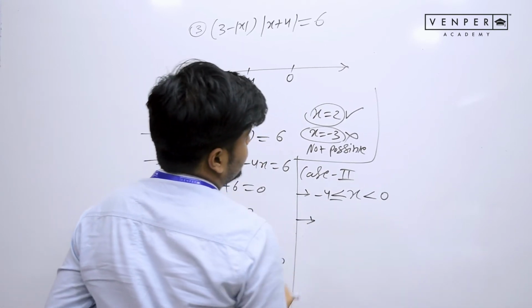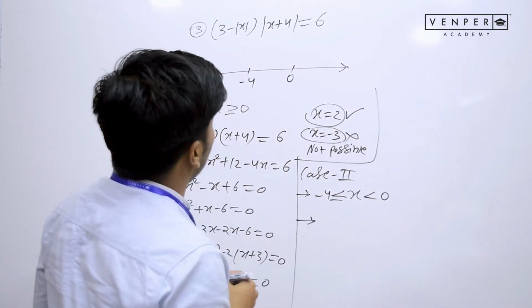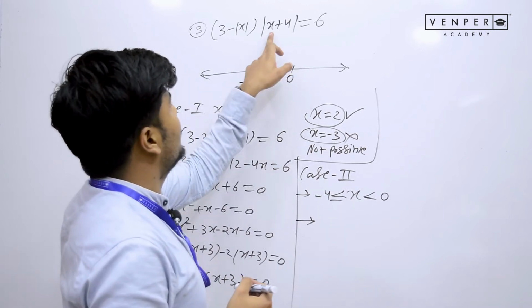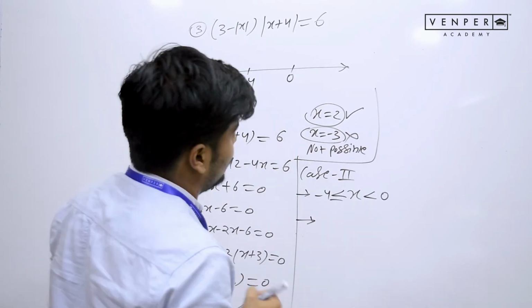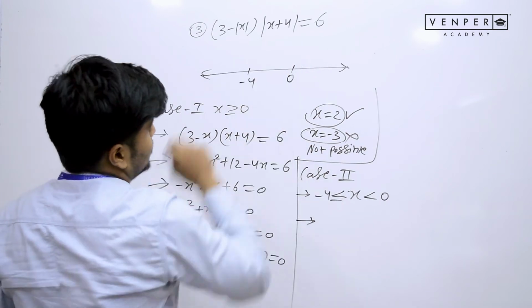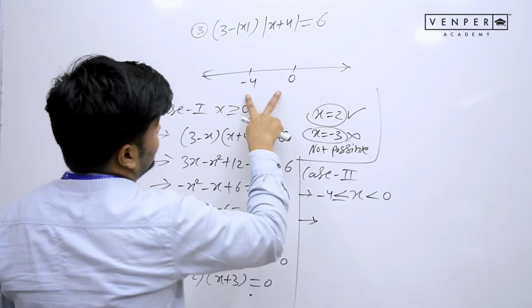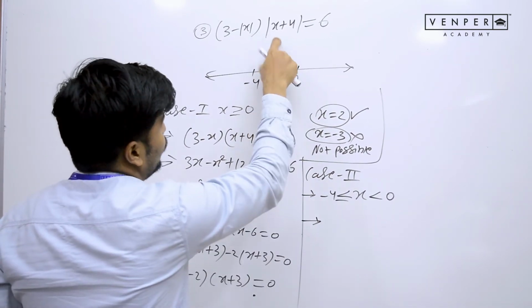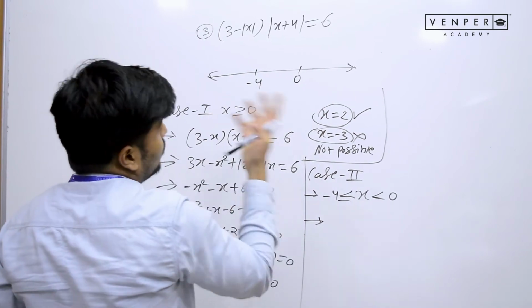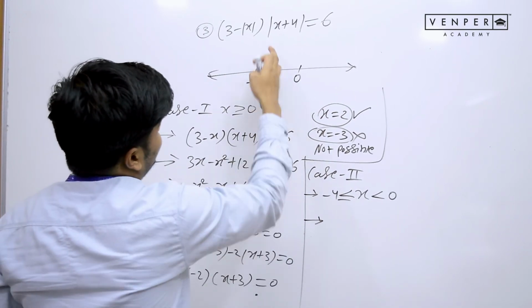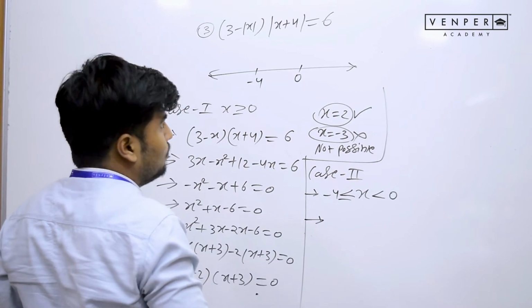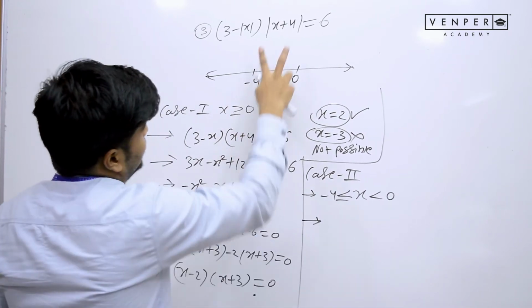If x lies between 0 and -4, will this modulus be positive or not? Any value you take between, even if you take -4, this will become 0, which is still not negative. And if you take any other value, it will still be positive only. So this bracket x plus 4 will be positive.